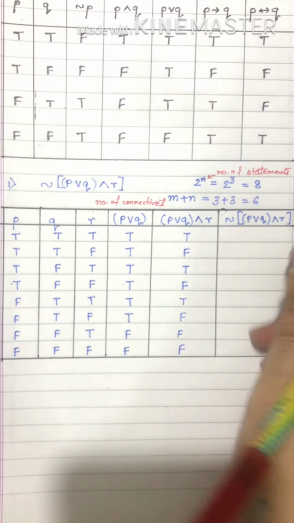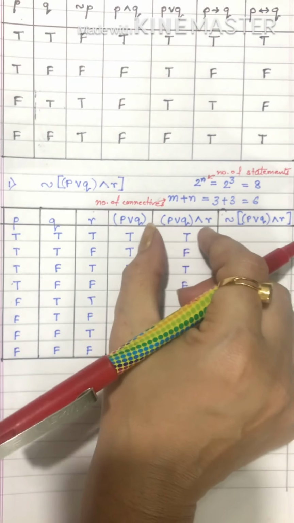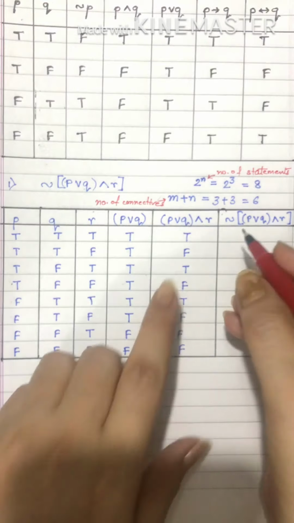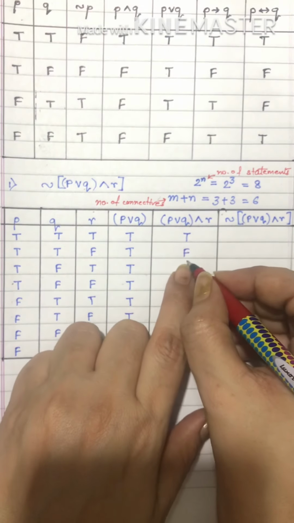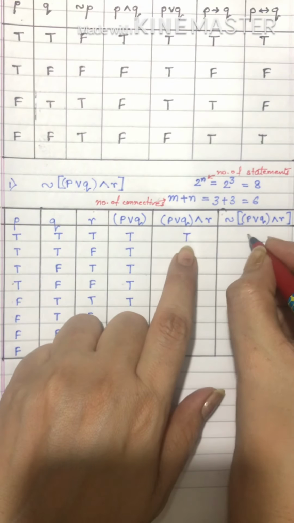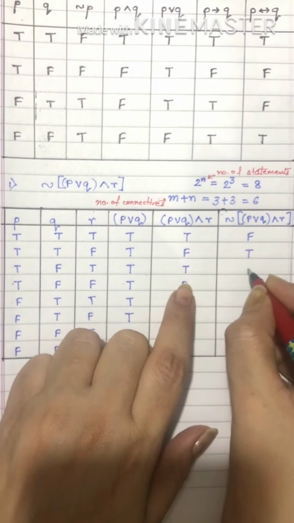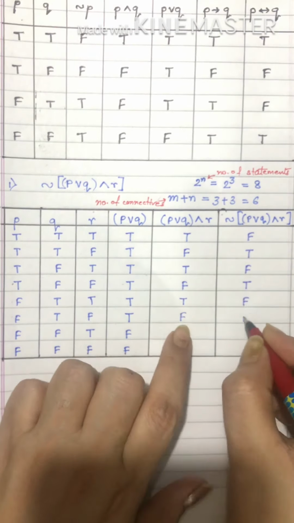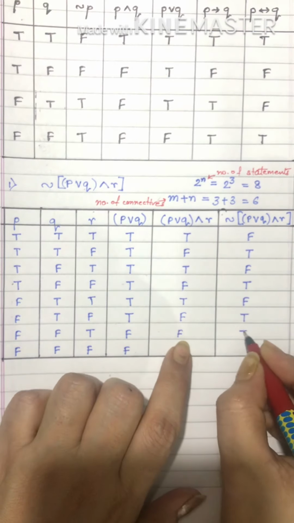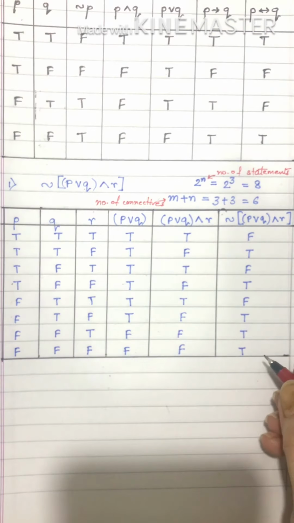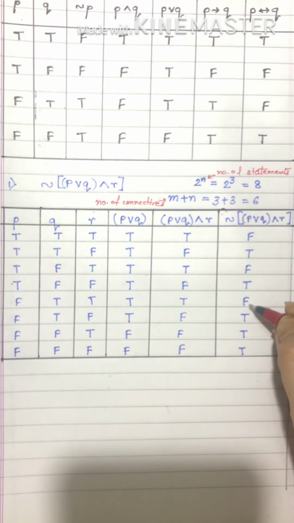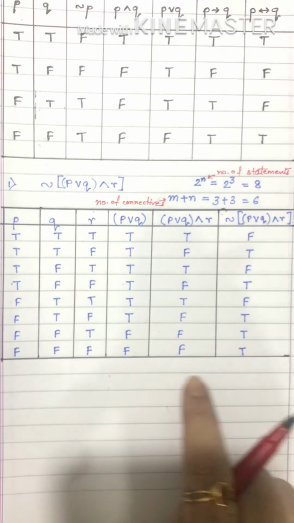Okay. Now next, last column. Negation of this, column number 5. So if it is true, negation will be false. If it is false, negation will be true. So I get the answer here. Be attentive and you will get through all the correct answers. Just check it once again whether the negations are written correctly. Fine. Now according to me, I have done it right.